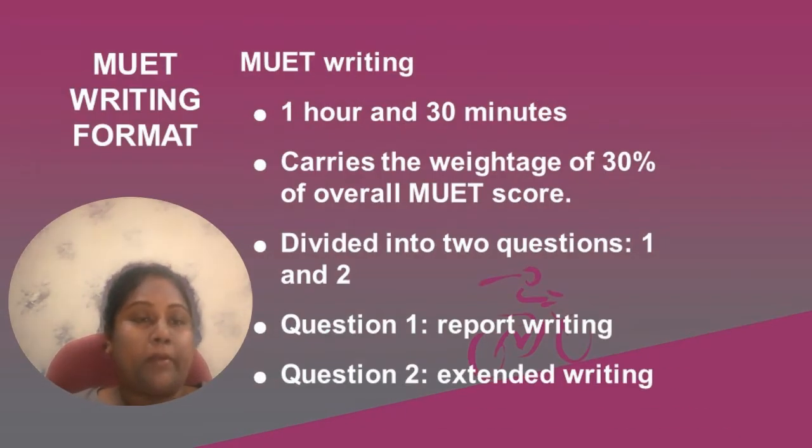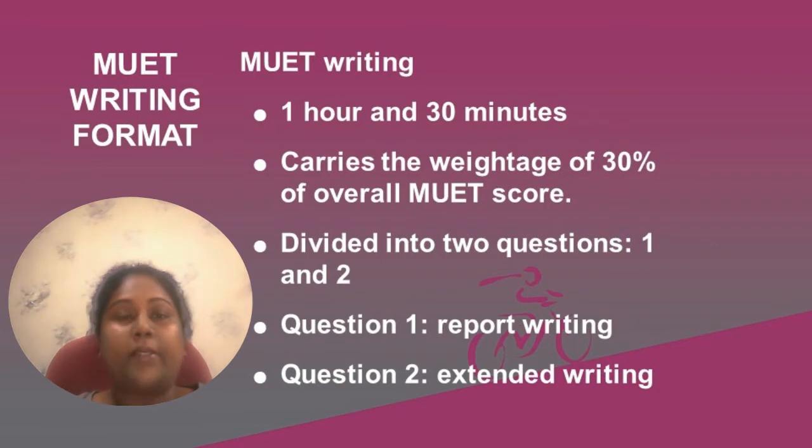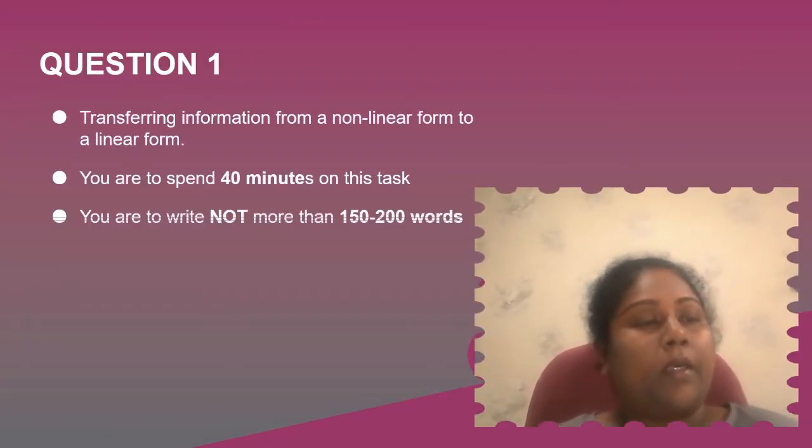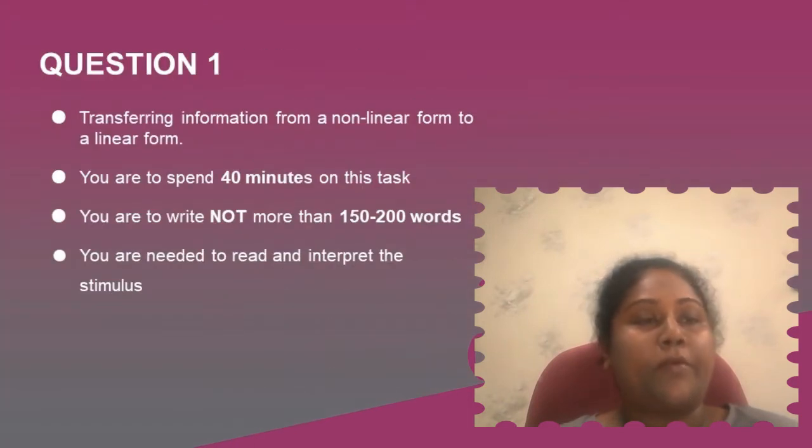This paper lasts for 1 hour and 30 minutes, and it carries the weightage of 30% of the overall MUET score. It is divided into two questions, question 1 and question 2. Question 1 is report writing, whereas question 2 is extended writing. Question 1 is transferring information from non-linear form to a linear form.